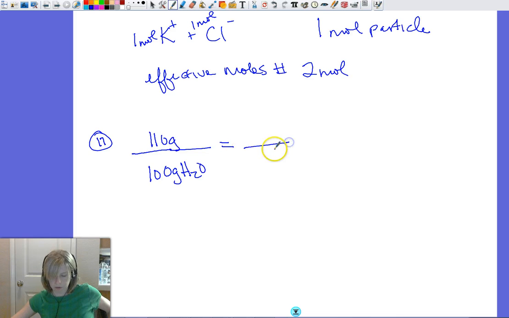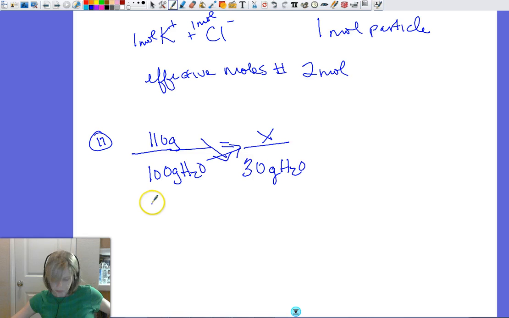And I'm going to set up our favorite proportions. Now if I have 30 grams of water, I am looking for how much will dissolve. If I cross multiply, that is going to give me an X that equals 33 grams. So 33 grams will dissolve in that much water at the specified temperature.